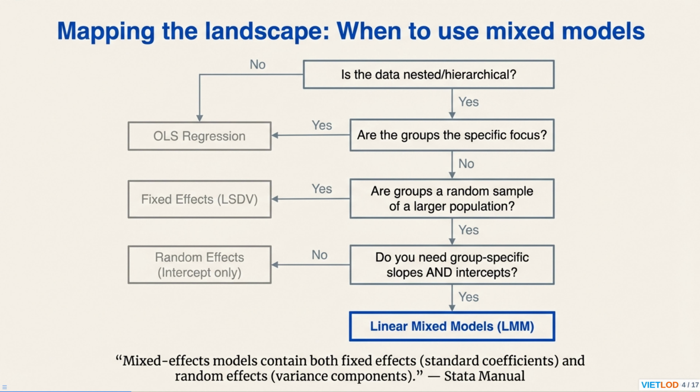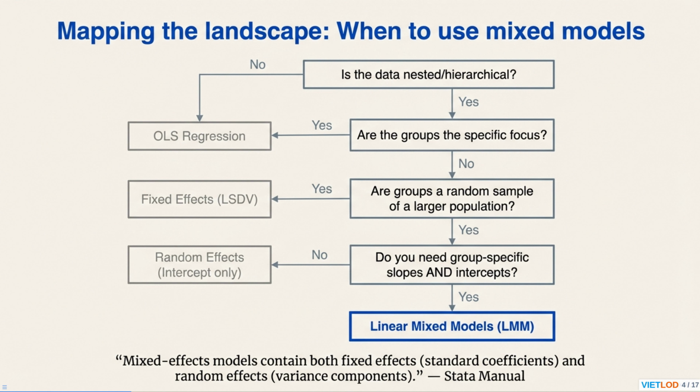This flowchart helps us navigate the decision of which modeling approach to use when dealing with different data structures. The first critical question to ask is whether your data exhibits a nested or hierarchical structure. If the answer is no, a standard ordinary least squares, or OLS, regression is typically sufficient. However, if your data is nested, the next step is to determine if your research specifically focuses on the individual groups themselves. If yes, meaning these specific groups are of intrinsic interest, then a fixed effects model is the appropriate choice.